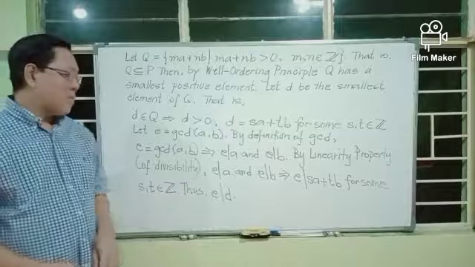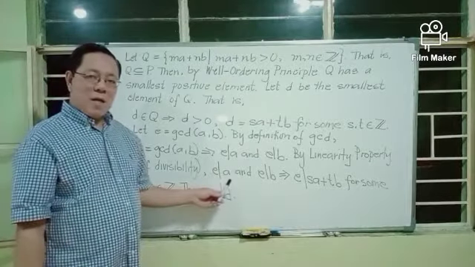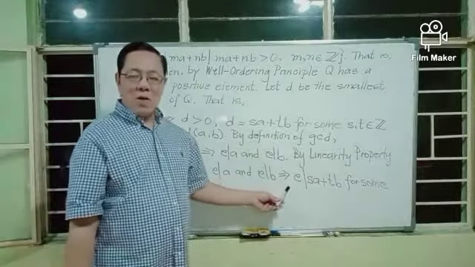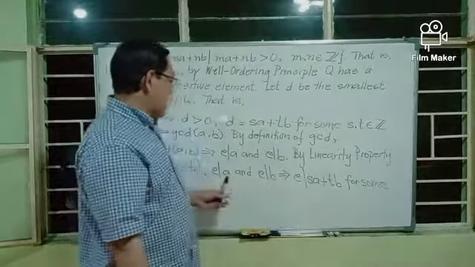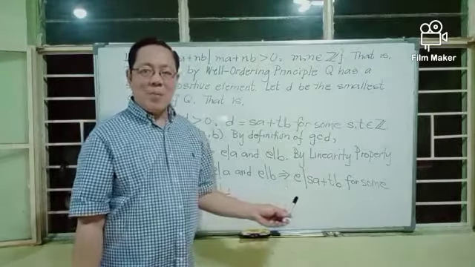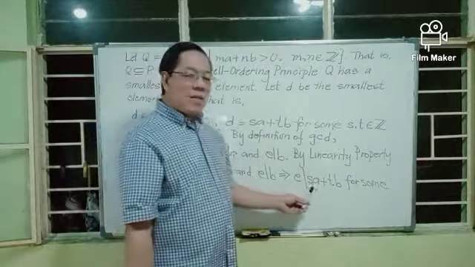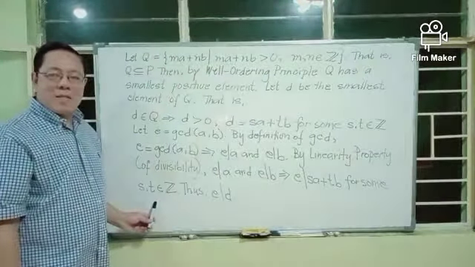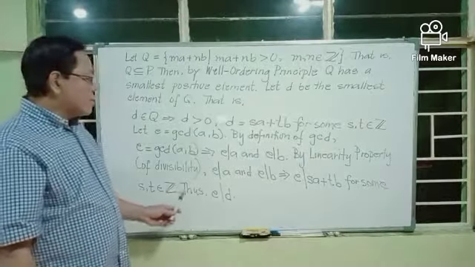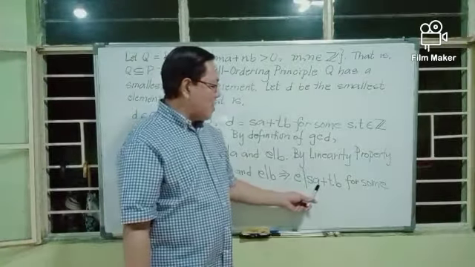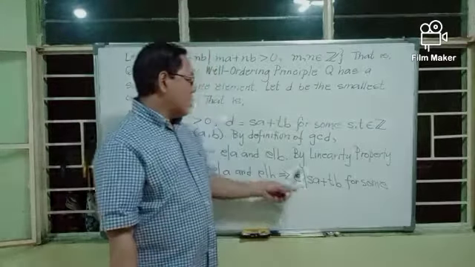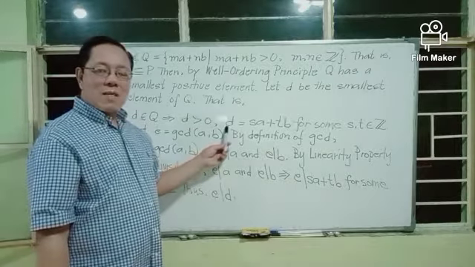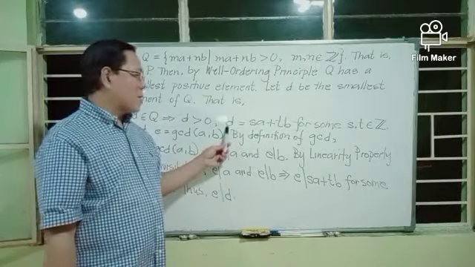Again, by the linearity property, if E divides A and E divides B, this implies that E must also divide the linear combination of A and B. We write the linear combination of A and B as SA plus TB for some integers S and T, elements of set Q. But this linear combination of SA and TB is equal to D, where we take D as the smallest positive element of set Q.